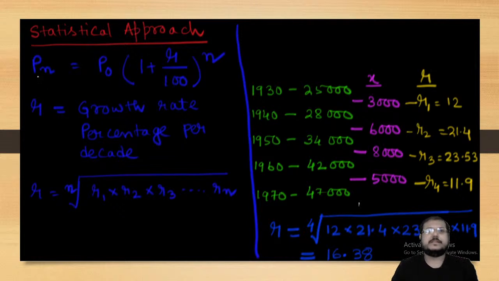Statistical approach is Pn, population after n decades, is equal to P naught, population of last known decade, into 1 plus R by 100 whole to the power n, where R is equal to growth rate percentage per decade, and where R is equal to nth root, where R is the geometric mean of.